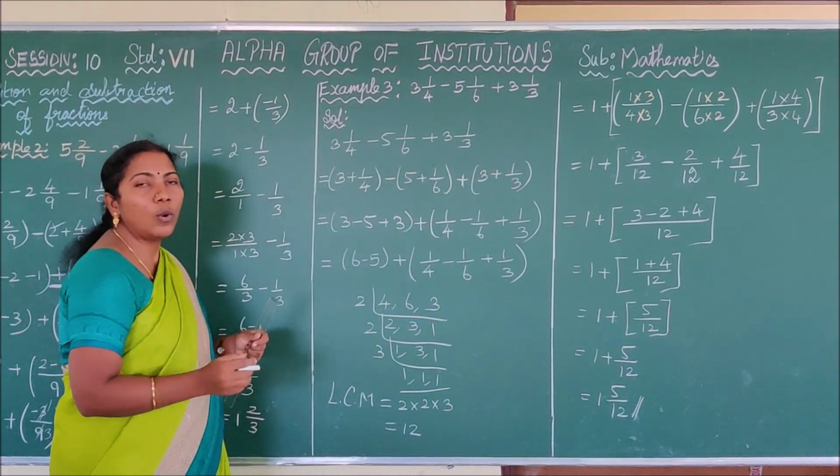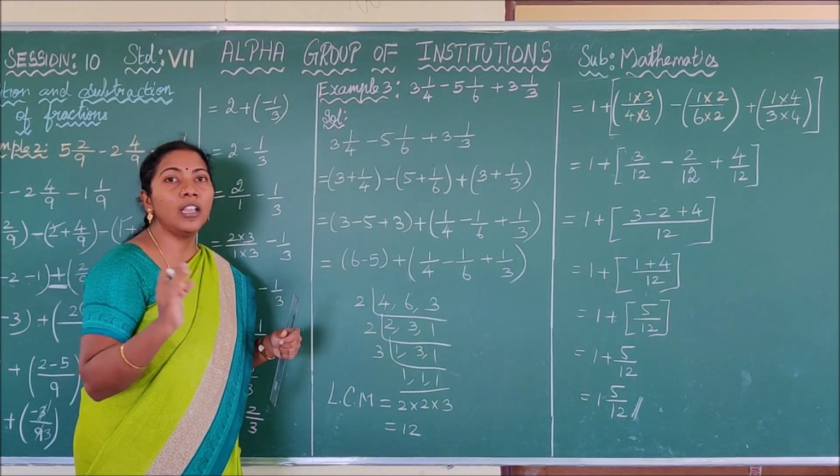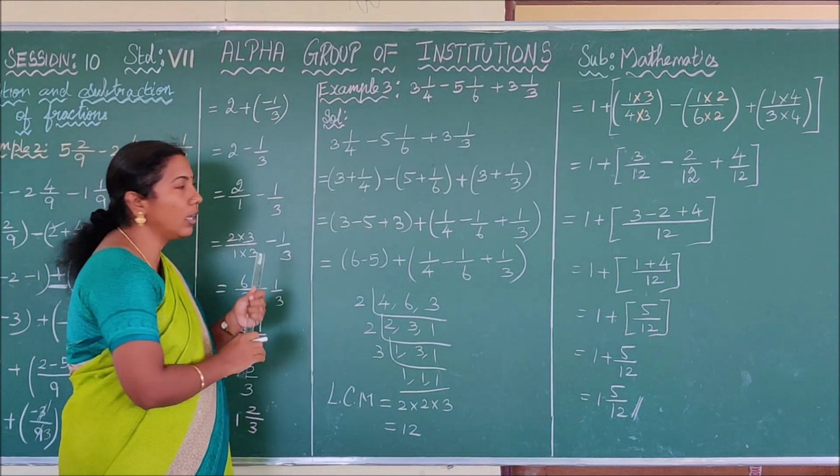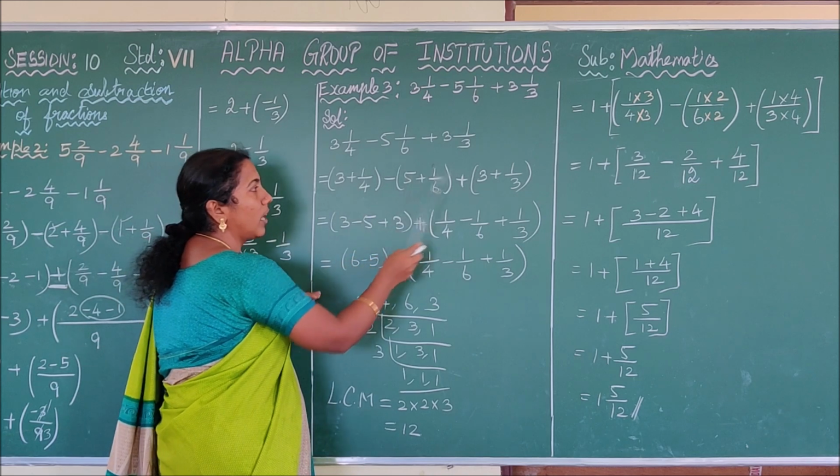It's clear children. What is the next step? You have to collect the whole parts, whole numbers. Okay. What are the whole numbers? 3, 5, 3.